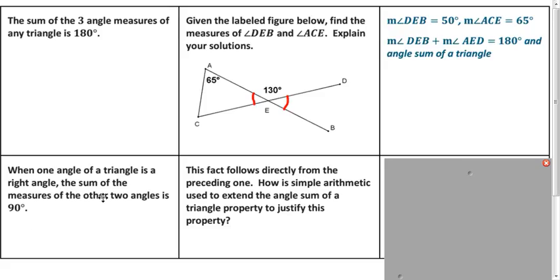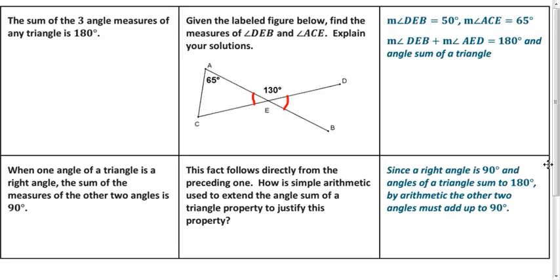And this nice little fact, in higher math you call these things lemmas. This one says that if you have one right angle, the other two angles have to add up to 90. How can we verify that? Well, you know they all add up to 180. So if one of them is 90, 180 minus 90 is 90. So that's the only possible sum for the other two.